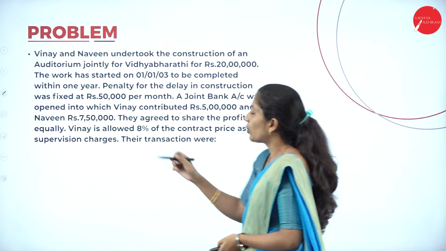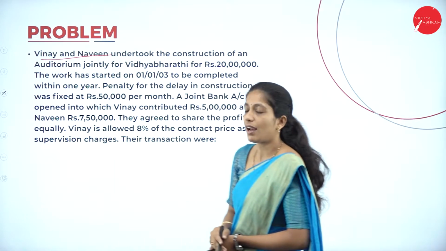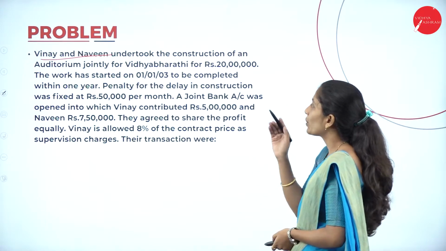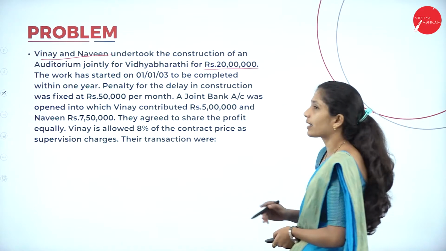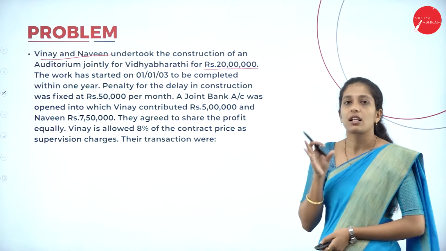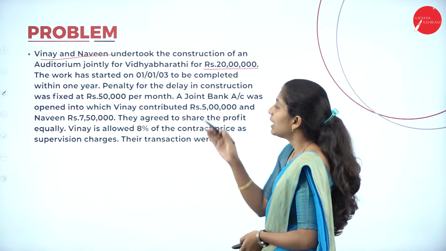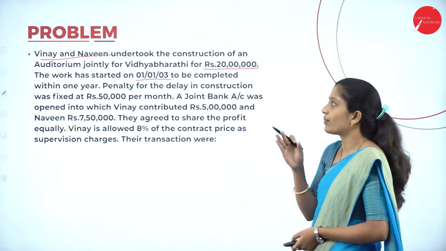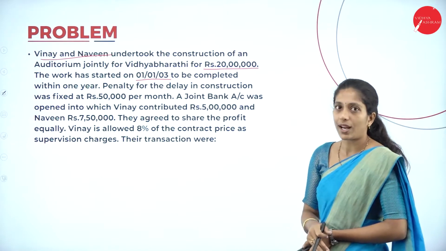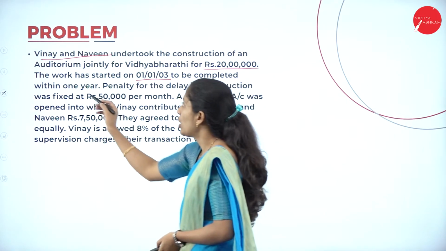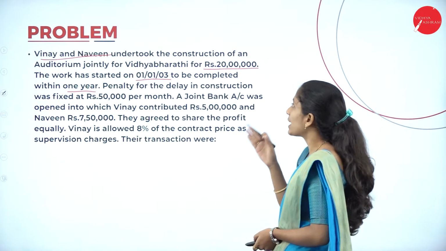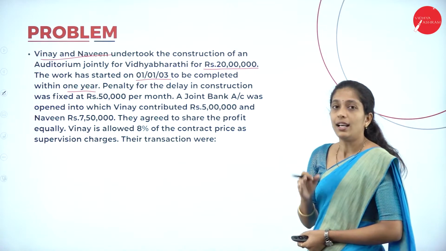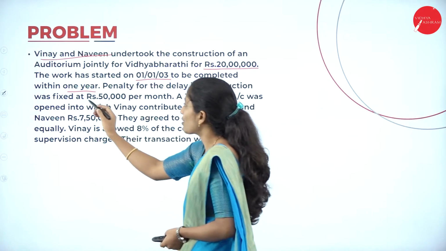Vinay and Naveen. So who are the venturers here? Vinay and Naveen undertook the construction of an auditorium jointly for Vidya Bharati for rupees 20 lakh. So what is the total contract price? The total contract price is rupees 20 lakh. The work has started on 1103, to be completed within 1 year. So the duration of the contract is how much? 1 year. The penalty for the delay in construction was fixed at rupees 50,000. So if they exceed 1 year, then there is a penalty of rupees 50,000 per month.